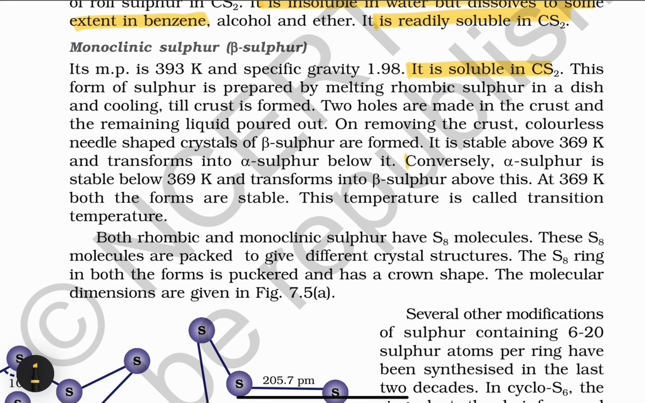Yes, this is important. Alpha sulfur is stable below 369 Kelvin and transforms into beta, stable above this. At 369 Kelvin, both the forms are stable. This temperature is called transition temperature.